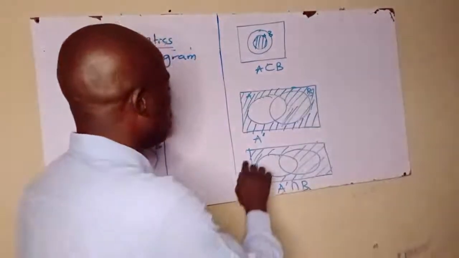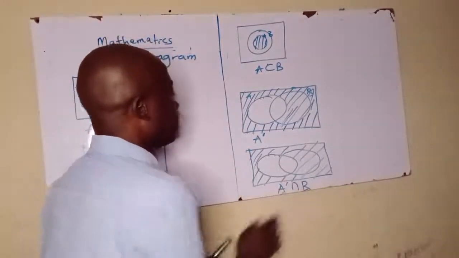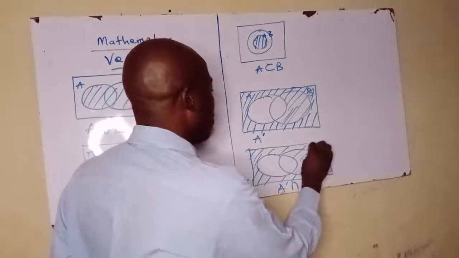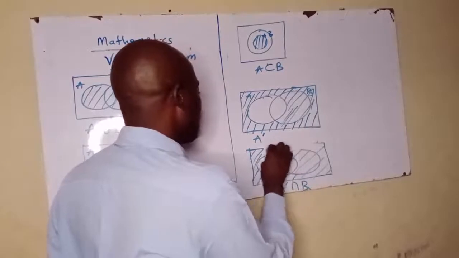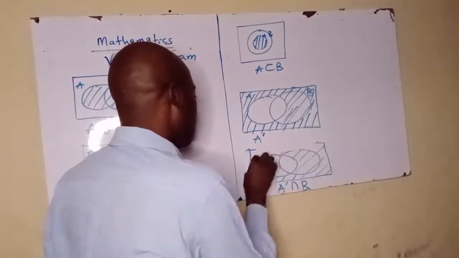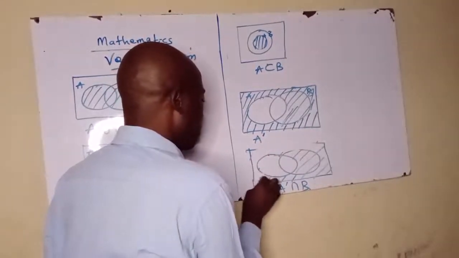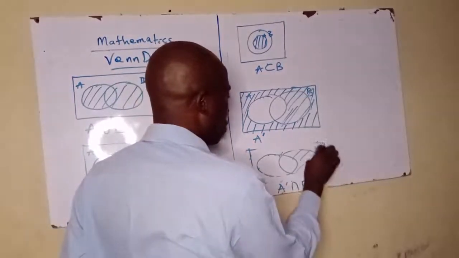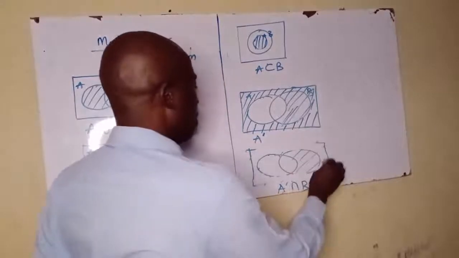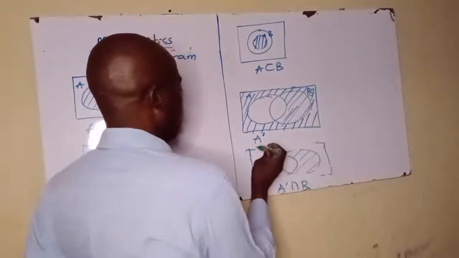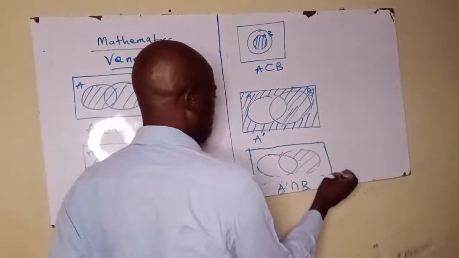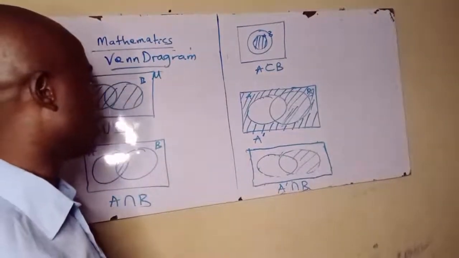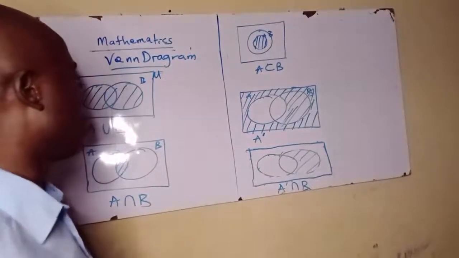Where is this A complement? The place where I've shaded. Now, which place is it sharing in common with B? That means I will have to erase all the shadings here, erase it. So this is the place where the complement is sharing in common with B. So that's it. So this is A complement.